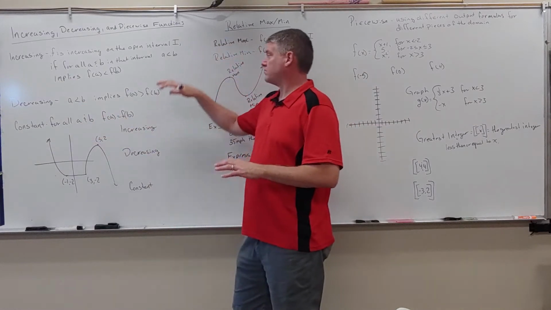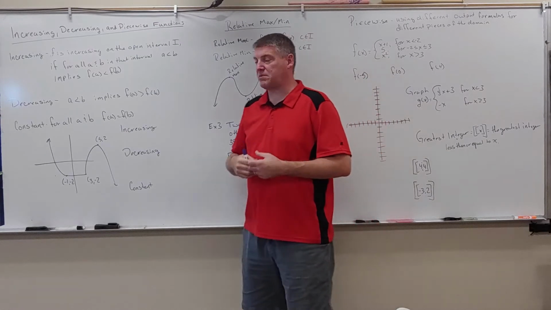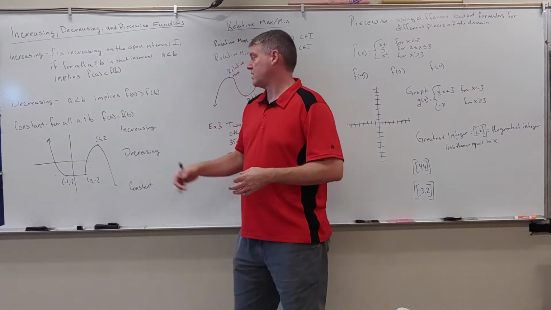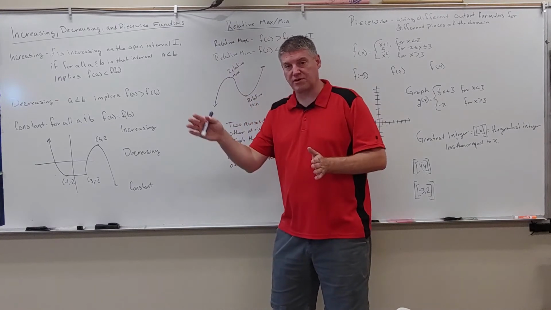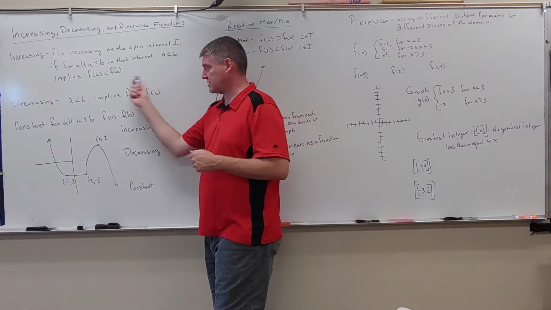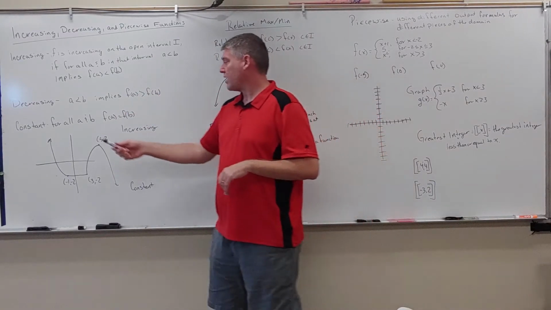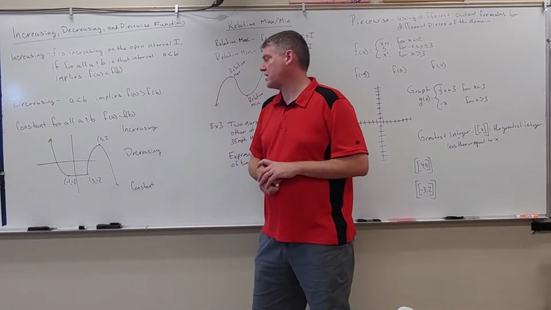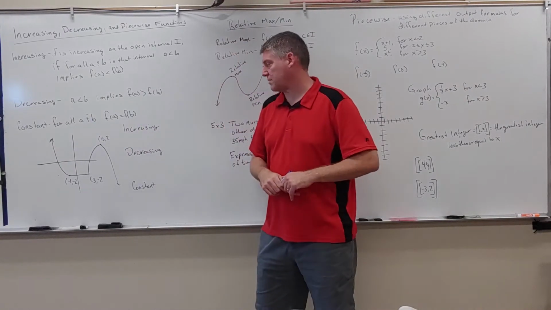Decreasing, so this first part is all the same. If a is less than b implies that f of a is greater than f of b. So as our x's increase, our y's decrease. That's decreasing. As x increases, y decreases. Constant, for all a and b, f of a equals f of b. So they're going to remain the same.